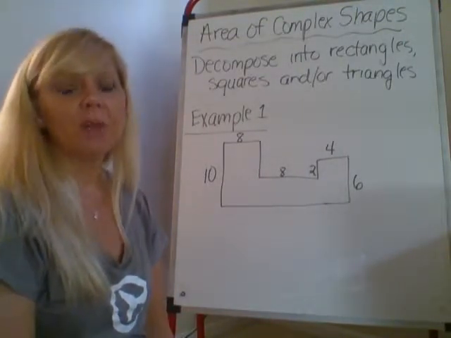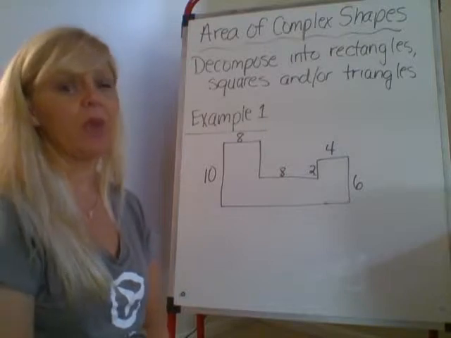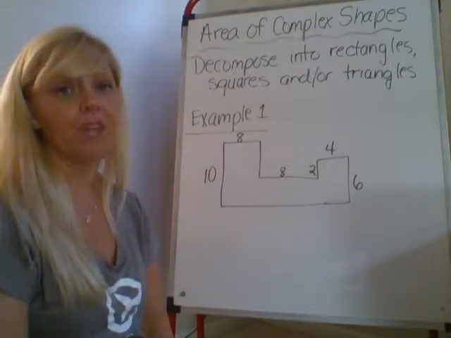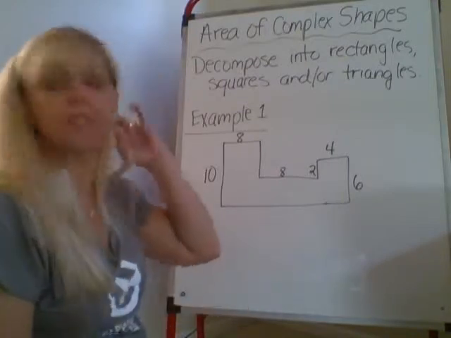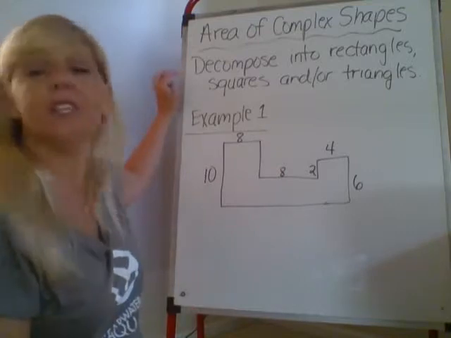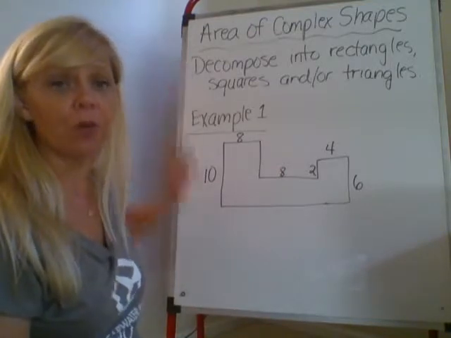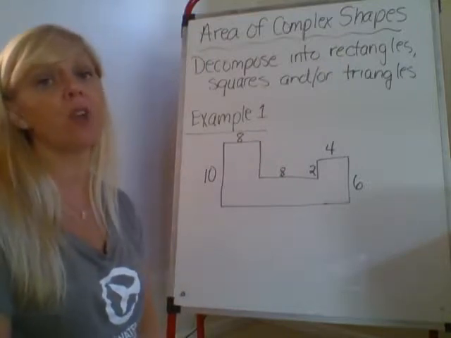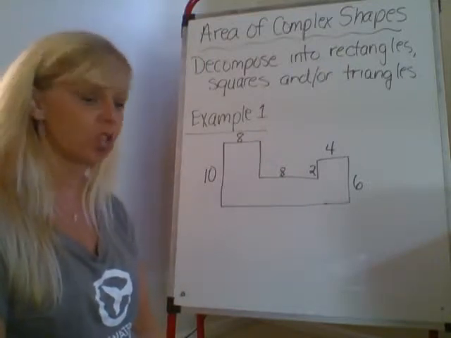Area of complex shapes are just shapes that we can find rectangles, squares, and/or triangles in. So we're going to do two examples on finding the area of complex shapes. What you're going to want to do is decompose, should be a familiar word, our complex shapes into shapes that we already know, such as rectangles, squares, and/or triangles.